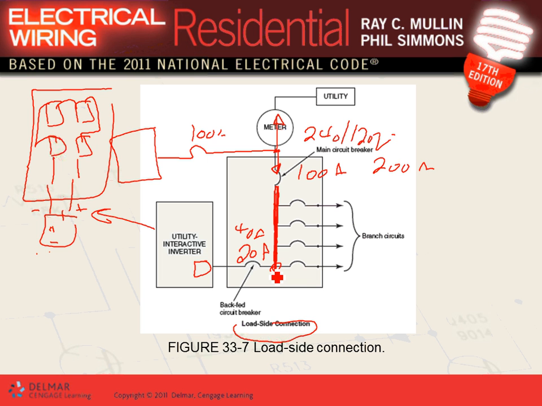20 amps on a 100 amp panel will offset some of your load. 20% of your load is off, right? Or even more, depending upon what the actual load on your panel is. But if you put it right here, then you might produce more than you can consume.